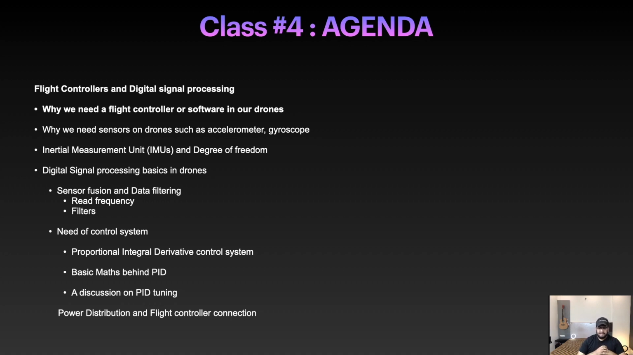Under that, we'll talk about sensor fusion, data filtering, what is read frequency, and what are filters. Then lastly, we'll talk about what a control system is and why we need a control system in our drone. We'll also talk about the proportional integral derivative, that is the PID control system, the maths behind this, and we'll have a small discussion on PID tuning. If you are among the few who have already made a drone, then you'll know that this thing is really messy and a lot of people don't really get it. And in the end, we'll talk about the connection of the flight controller. So let's begin.